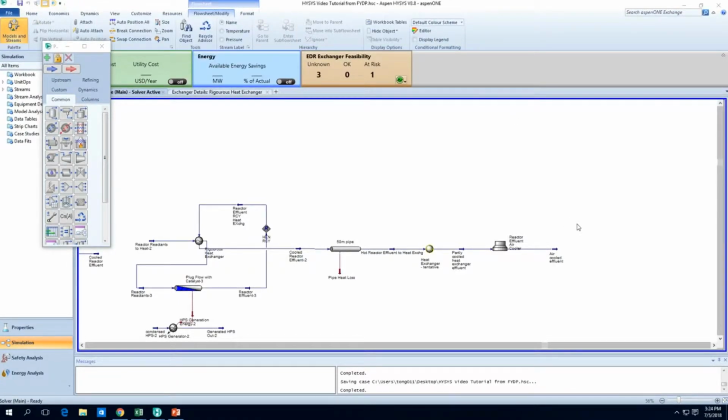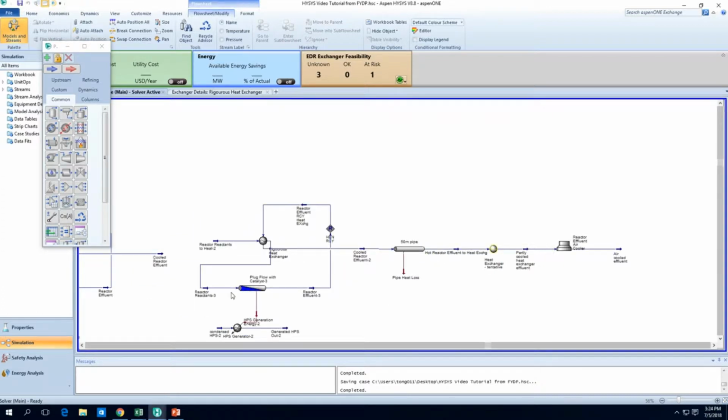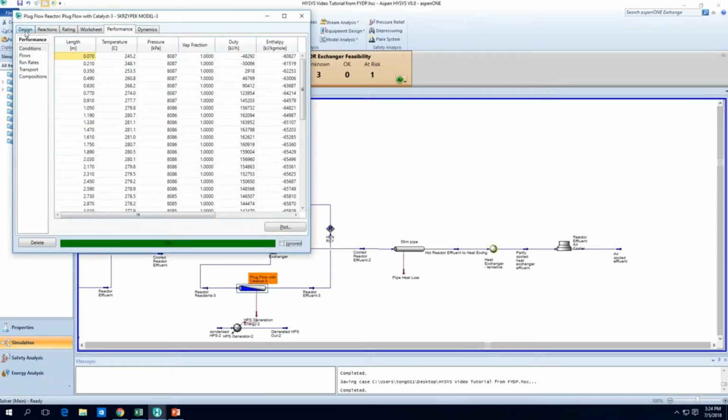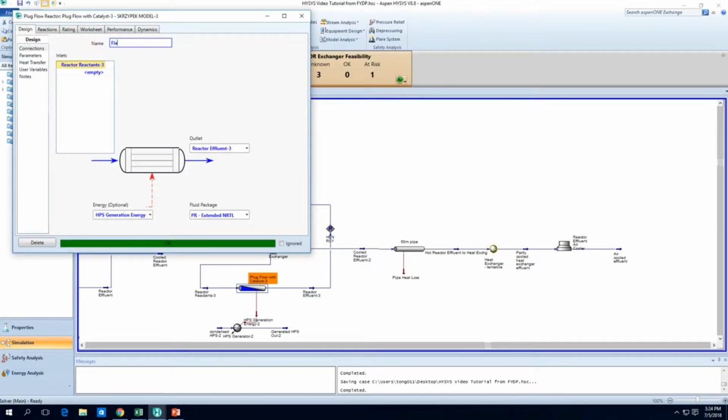In the last video, we talked about air coolers and heat exchangers. So now we want to complete the recycle loop for this plug flow reactor, or the fixed bed reactor in fact. This should be called a fixed bed reactor because it has catalyst inside. So it's a fixed bed reactor.